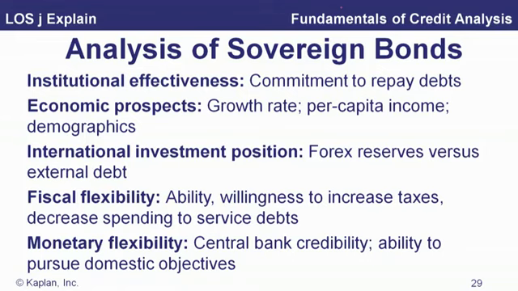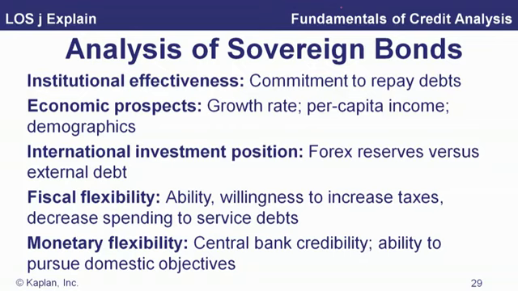Economic prospects, the growth rate, per capita income, demographics. Is it an aging population? Is it a young population? Is investment in physical assets increasing per capita output and per capita incomes?